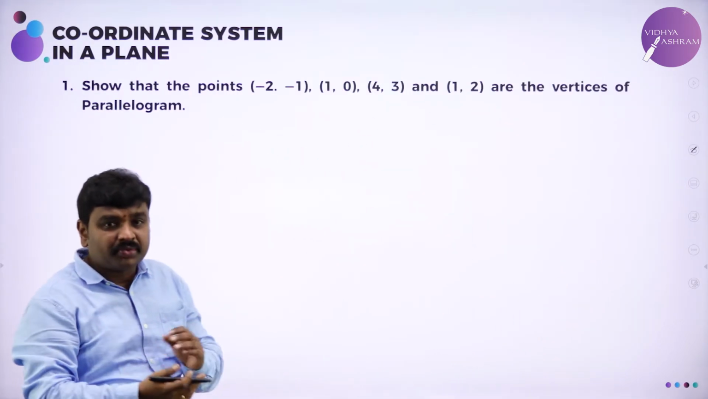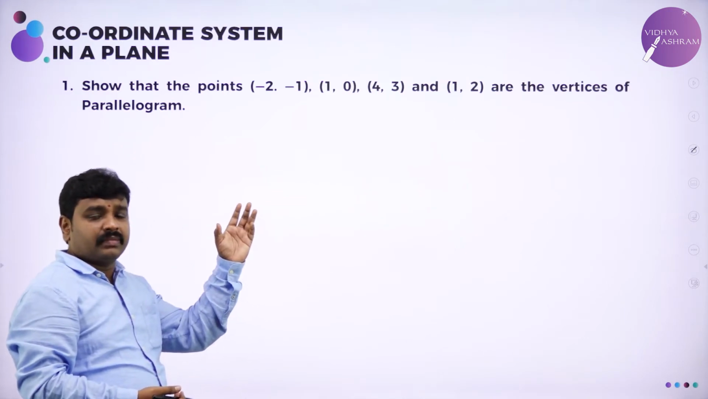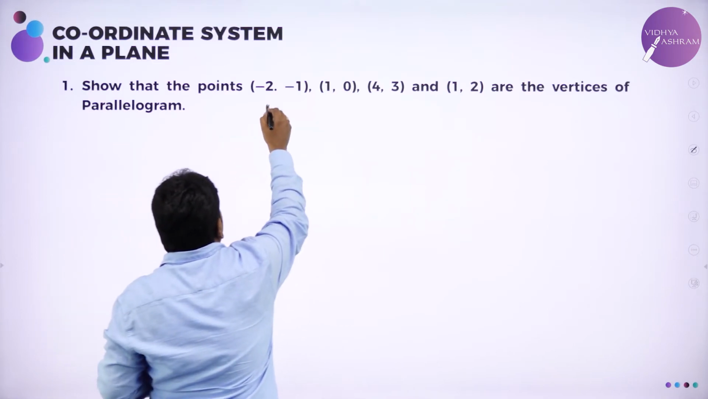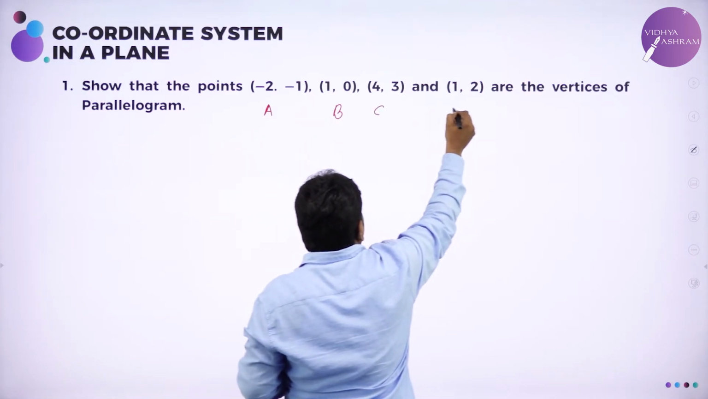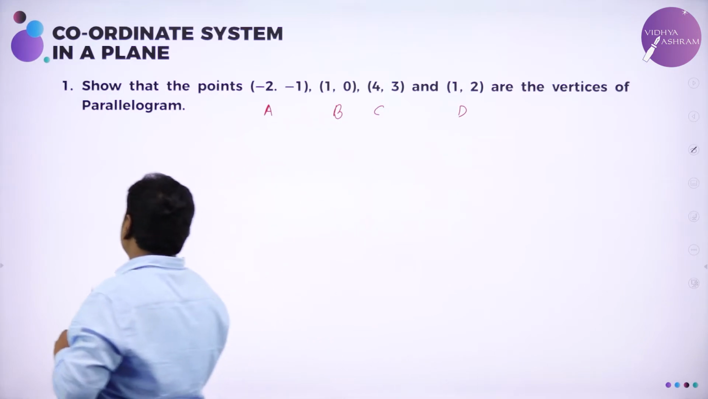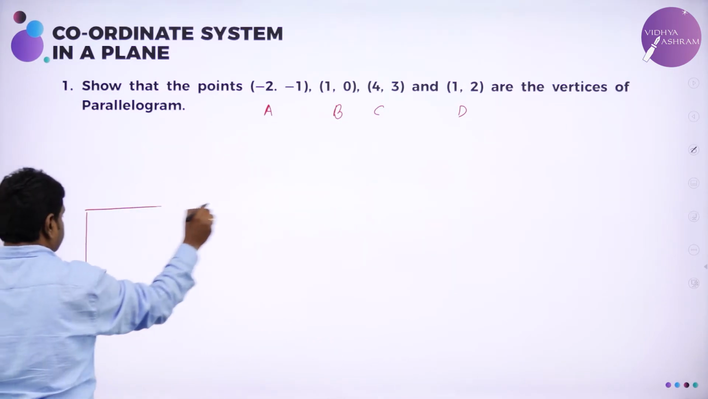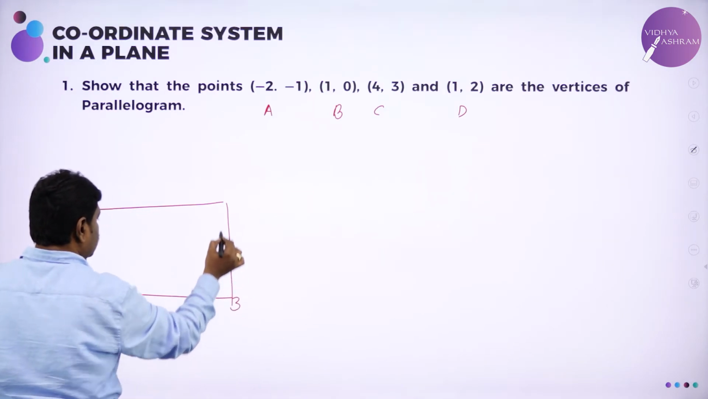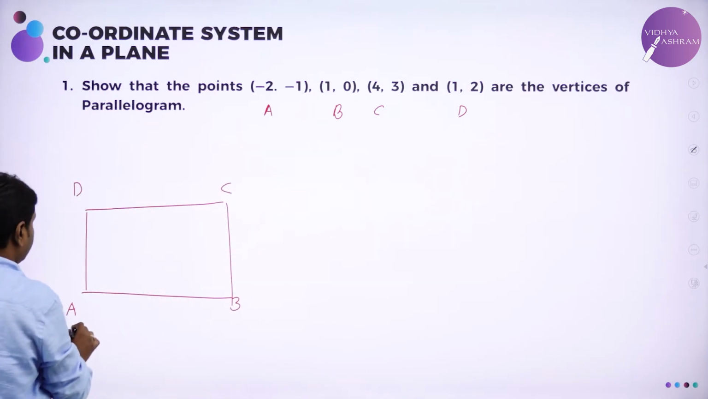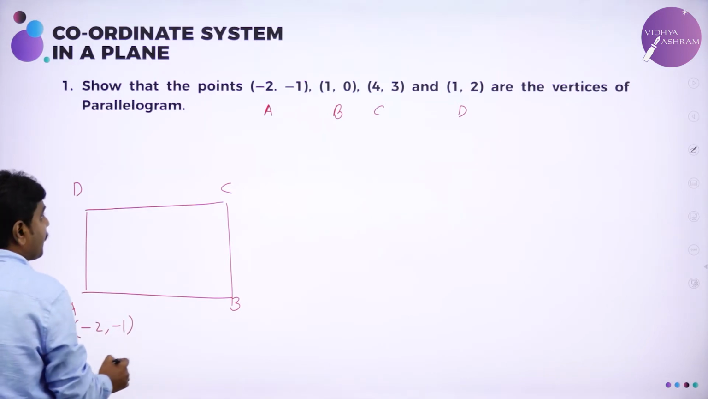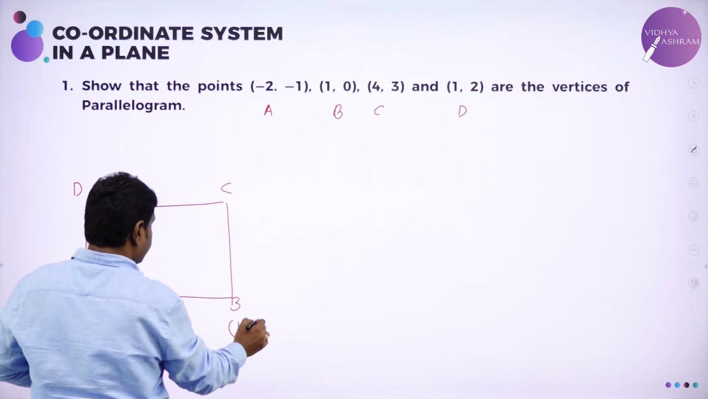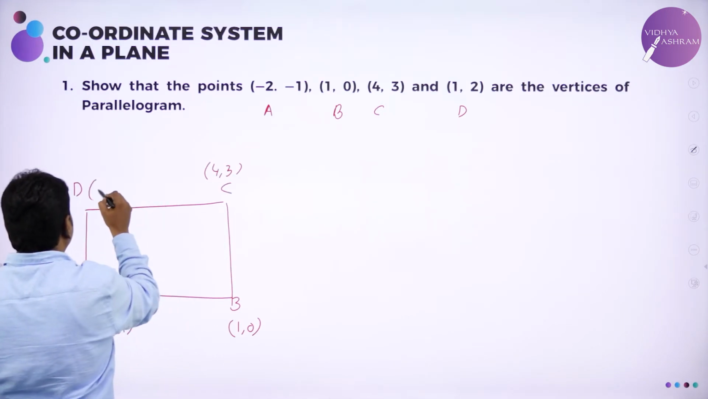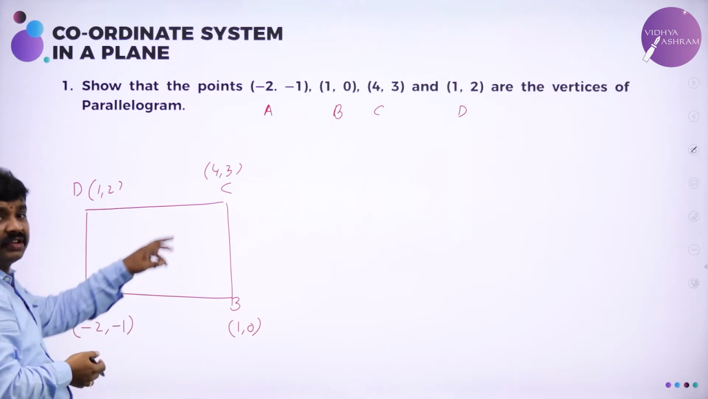Okay, now we will do problems based on the parallelogram, rectangle, all those things. In order to do that, first you name the points as A, B, C, D. Then you plot them. Draw a draft diagram, one is A, the other one is B, C, D. What are the points they give? A (-2, -1), B (1, 0), C (4, 3), D (1, 2).